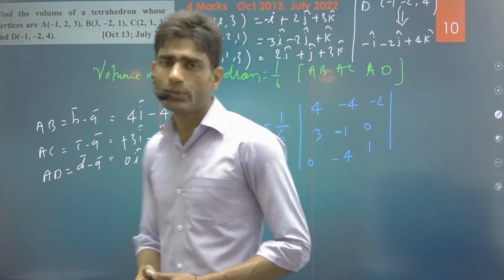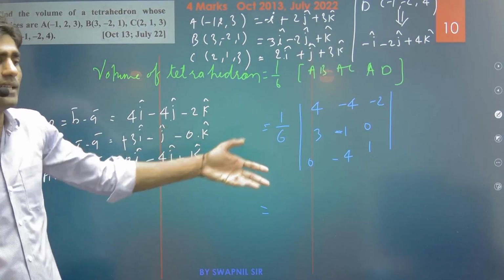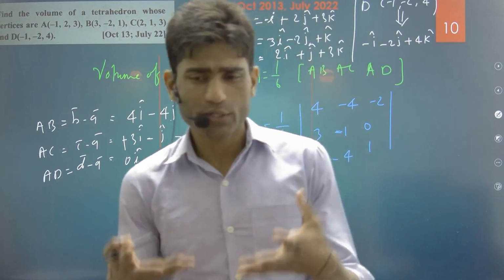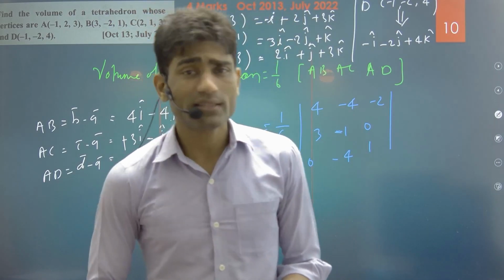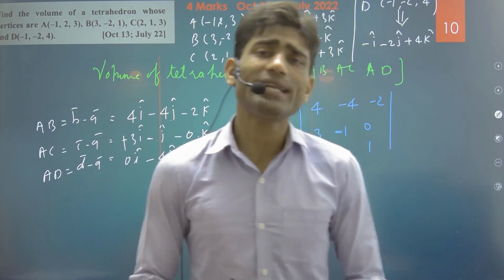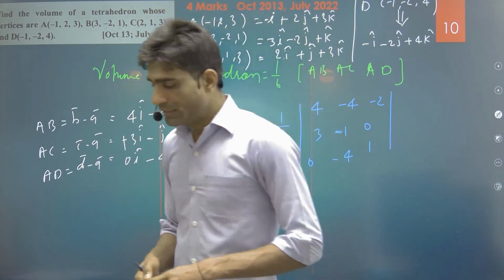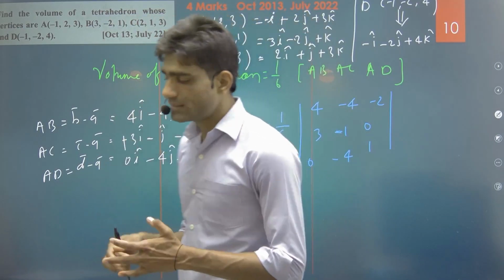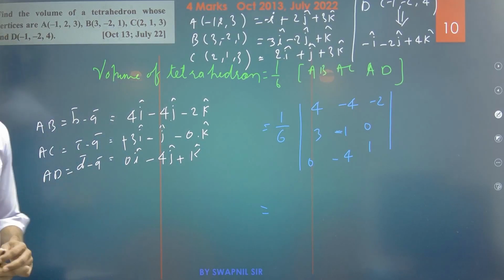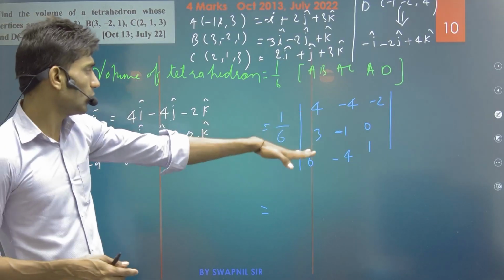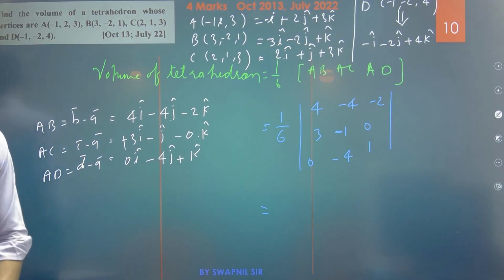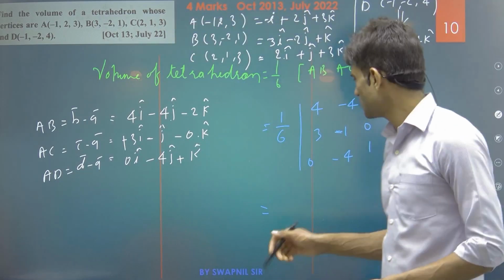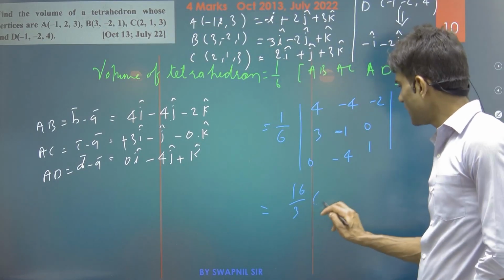I'm not going to find this value here because it's quite time-consuming, and I'm expecting that you all are familiar with how to find the value of a 3 by 3 determinant. If you want to see how to deal with a 3 by 3 determinant, do check my playlist. You will get the complete lecture series on the determinant and matrix chapter. After finding all these values, we get our required answer: it comes as 16 by 3 cubic units.